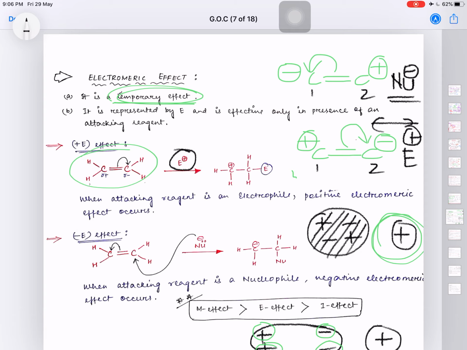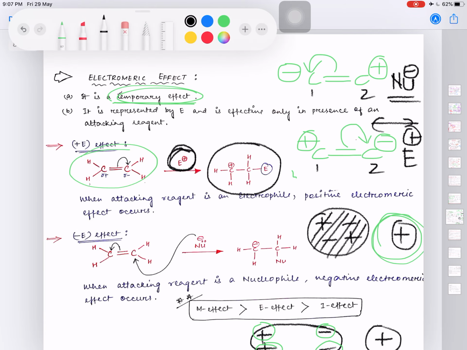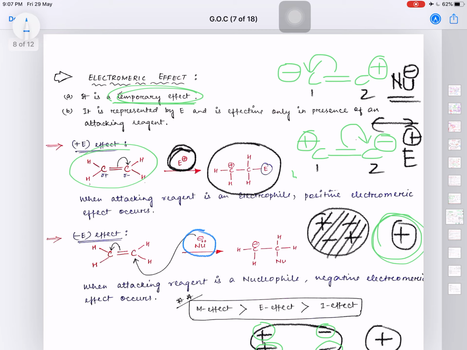So if an electrophile is used, the pi electrons will shift towards the carbon which is nearer to the electrophile, and as a result we will get a carbocation intermediate. And if you have a nucleophile, it is totally opposite. The nucleophile will attack the carbon which is nearer to it, and the other carbon will get the electrons and give a carbanion.